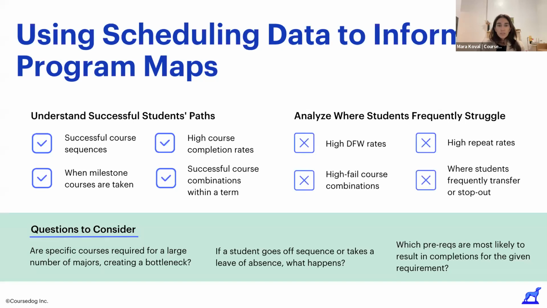On the flip side, it's also beneficial to analyze the schedules of students that did not successfully complete the program or transfer to another program. This helps administrators understand where students are more likely to struggle. This could include courses where students frequently struggle, course combinations with poor success metrics, and where students are most likely to stop out of a program. Building these program maps predicated on successful completions doesn't just give students a helpful roadmap, it also helps schedulers understand what courses and how many sections they should offer each term to meet the needs of students following these paths.